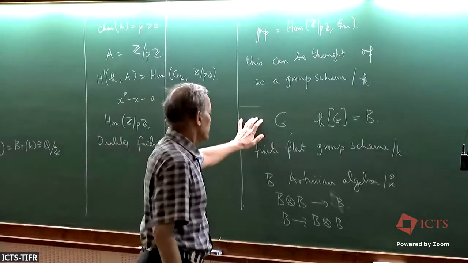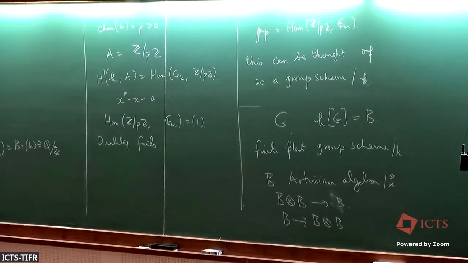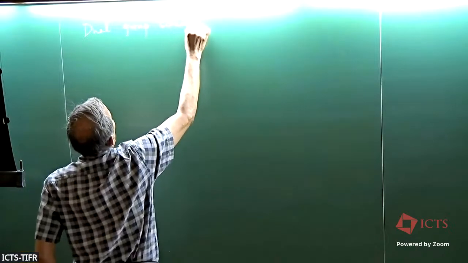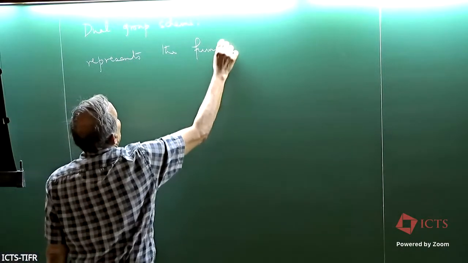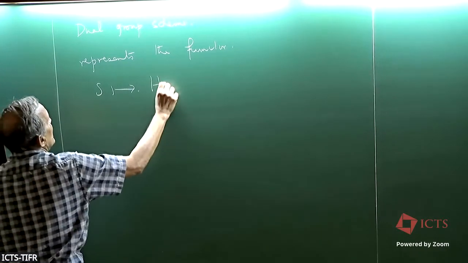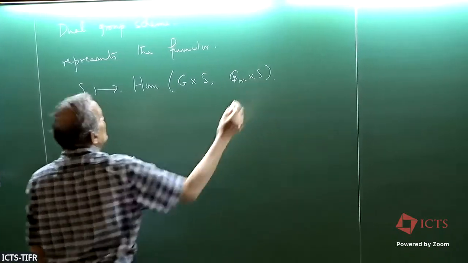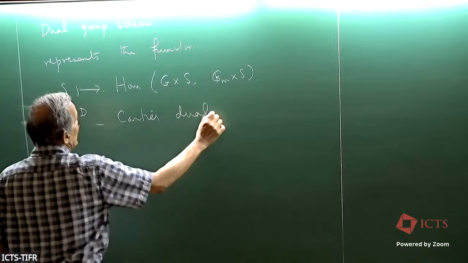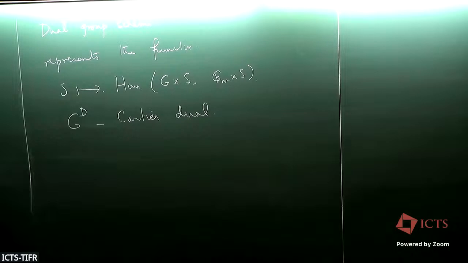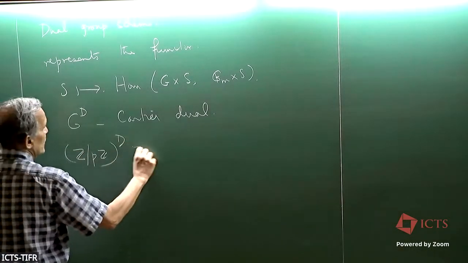What you can do is work with the dual group scheme, which also represents a functor. If I look at any scheme S, it maps to Hom of G cross S to G_m cross S. This is called the Cartier dual, G dual. Although set-theoretically the maps don't exist, the Cartier dual of Z/pZ, for instance, is mu_p.